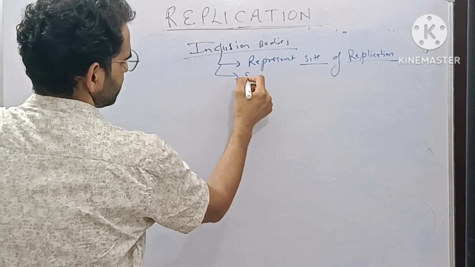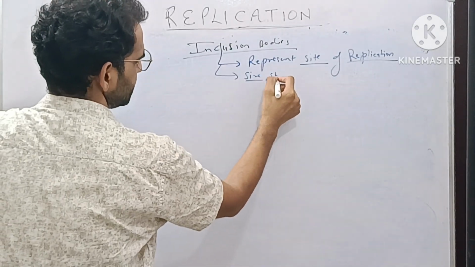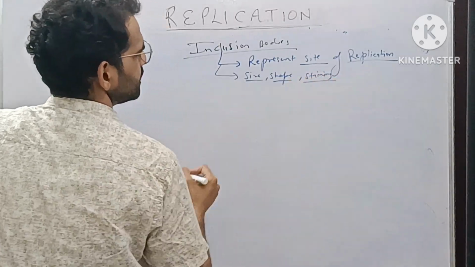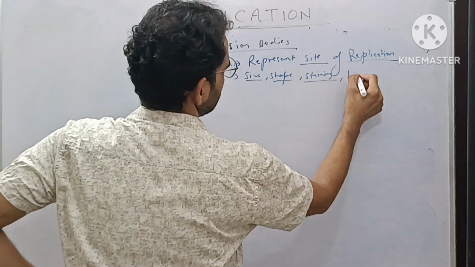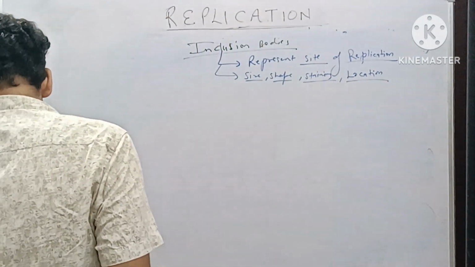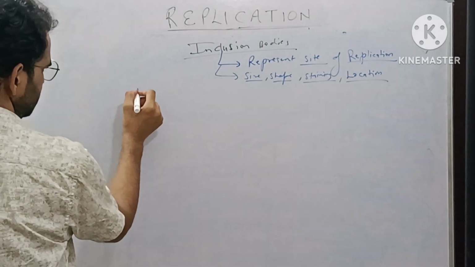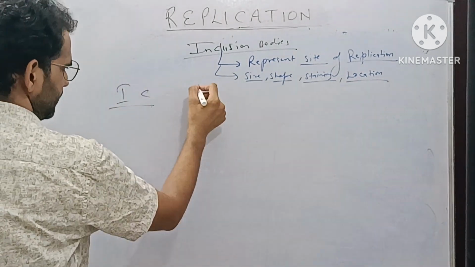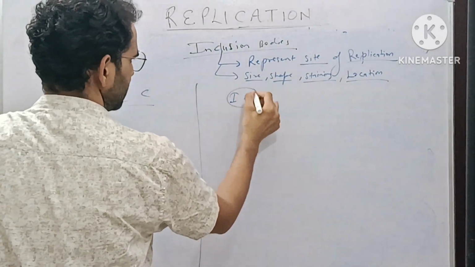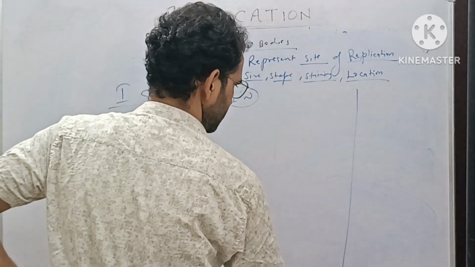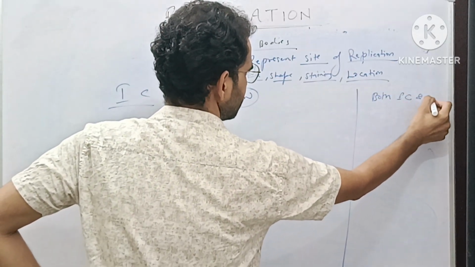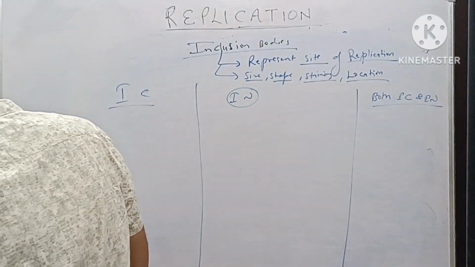Inclusion bodies may have different size, shape, and staining properties, and they have different locations, like inside the cytoplasm or nucleus. So number one, intracytoplasmic, then intranuclear, and both intracytoplasmic and intranuclear inclusion bodies.